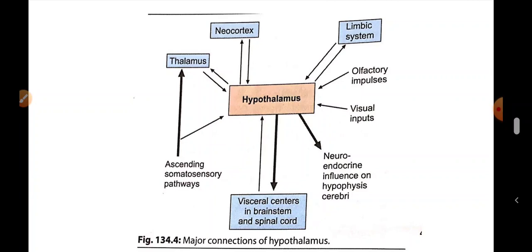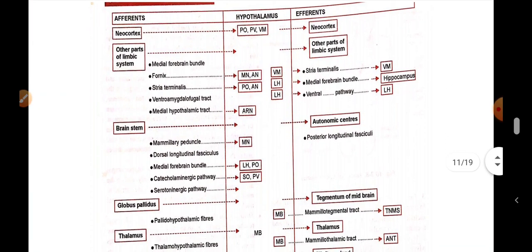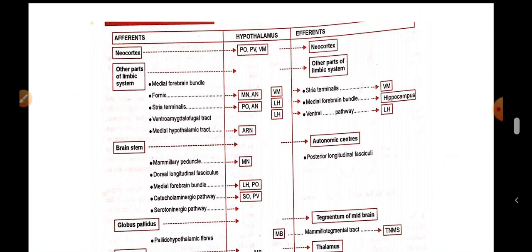The hypothalamus gives efferent connections to the neuroendocrine structures and influences the hypophysis cerebri. The afferent connections with visual inputs from the optic tract and optic chiasma come to the hypothalamus. Also the olfactory impulses come to the hypothalamus, and the hypothalamus is connected again reciprocally with the limbic system. So in this diagram again you can see the afferent connections which are coming to the hypothalamus, and the efferents are the connections which are going out of the hypothalamus.